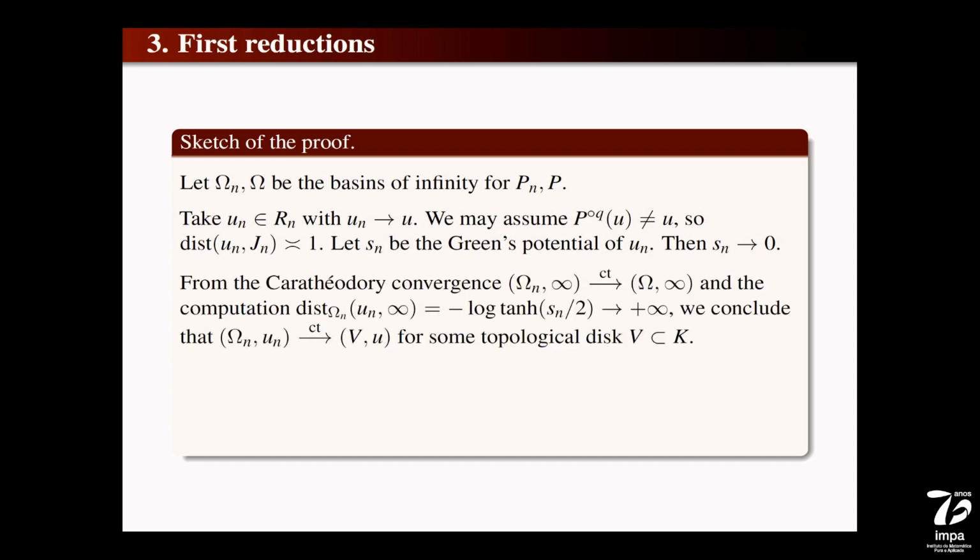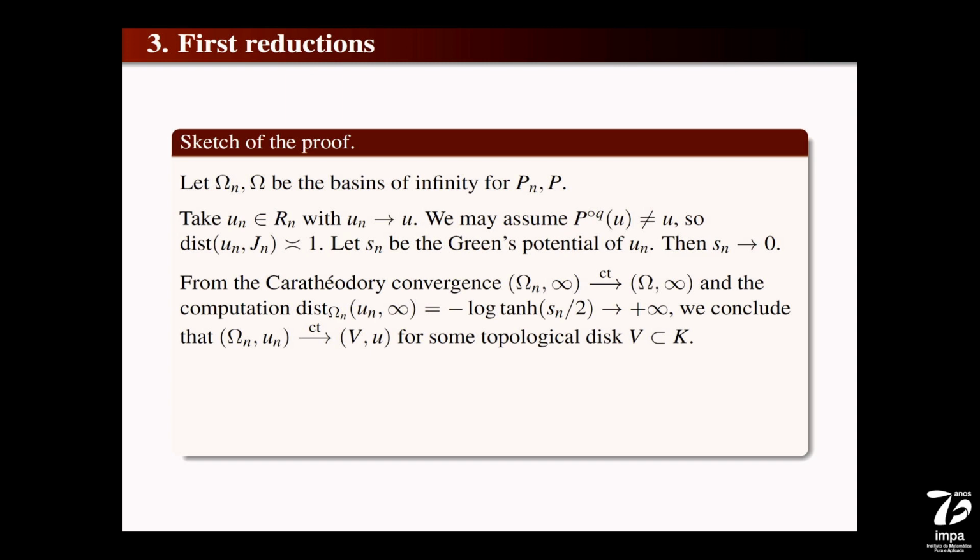Now, the punchline is that if you take the basin of infinity omega n with the base point infinity, you have this Carathéodory convergence: omega n with the base point infinity goes to omega with the base point infinity. This is just continuity of the Böttcher map with respect to the parameter. However, if I change the base point from infinity to un, the hyperbolic distance between un and infinity is controlled by that potential, and the potential is going to 0, so there is an obvious estimate. That hyperbolic distance goes to infinity.